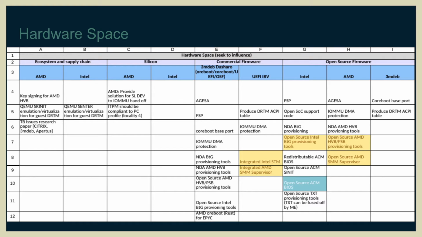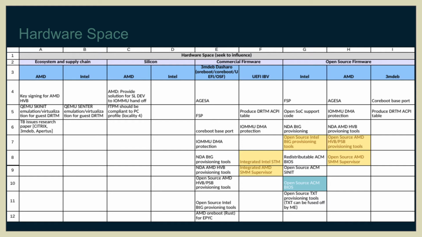So moving on to the commercial firmware area. We've got this bend in two areas. First is 3mdeb and their Dasharo product line, an excellent open source based, commercially supported firmware being produced by 3mdeb that has a great security story behind it. As you can see here, you can see a lot of the things that they're working on. In their presentation, they'll go into a lot of this in detail, and we'll do it justice in terms of explaining what they're accomplishing here.